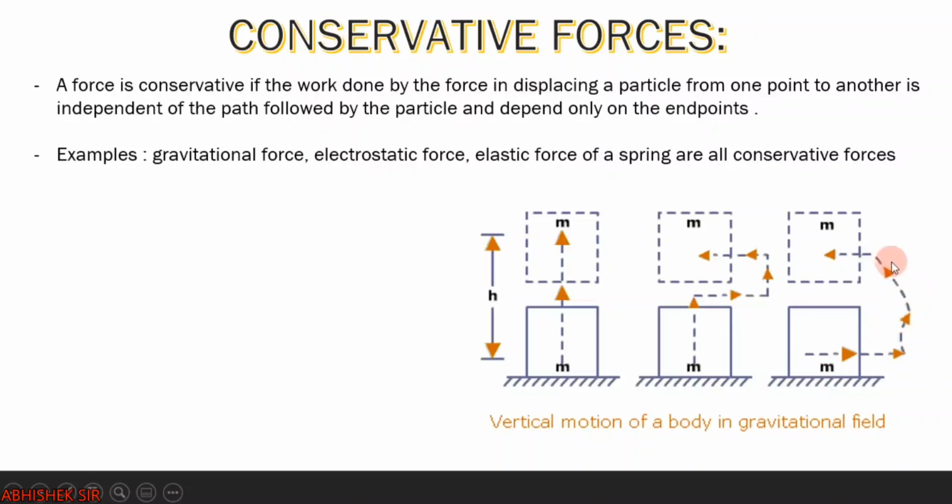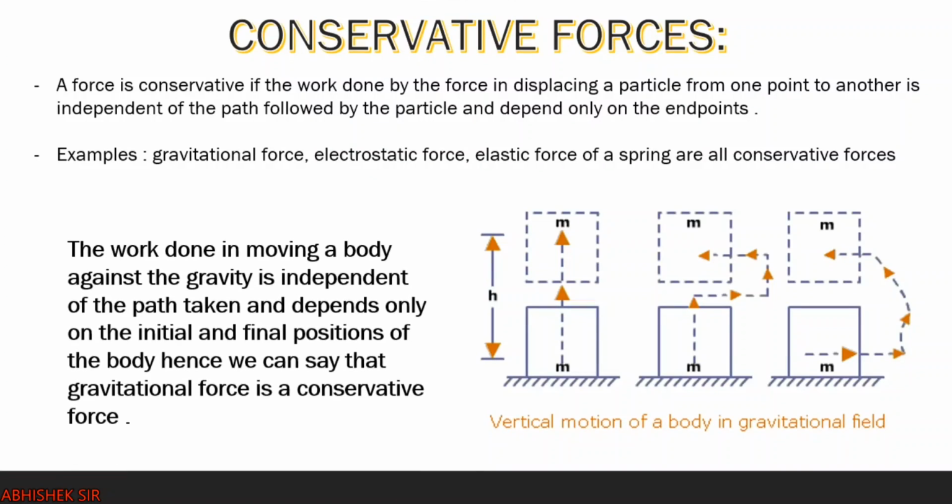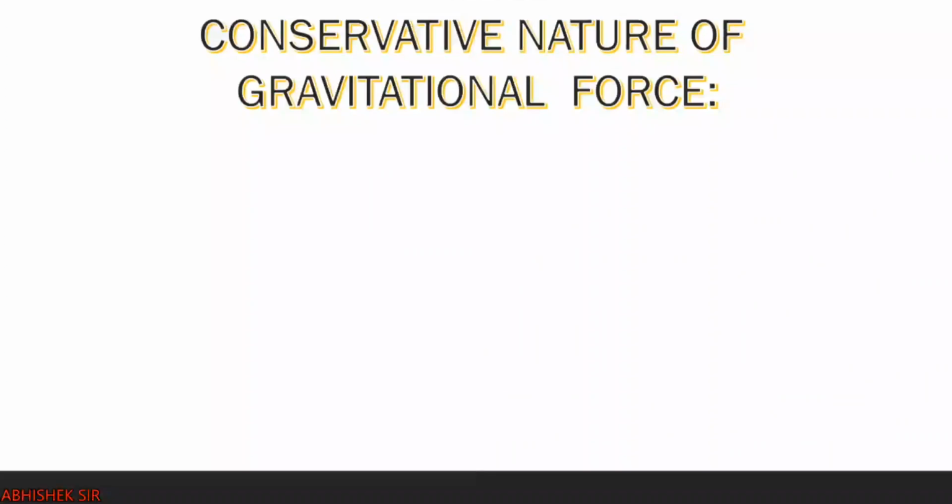And also, if you take a random path like this, only the initial and final position will be important in finding the potential energy. That means the work done in moving a body against gravity is independent of the path taken and depends only on the initial and final position of the body. Hence, gravitational force is an example of a conservative force. So, apart from all the examples, we have seen how gravitational force is an example of a conservative force.